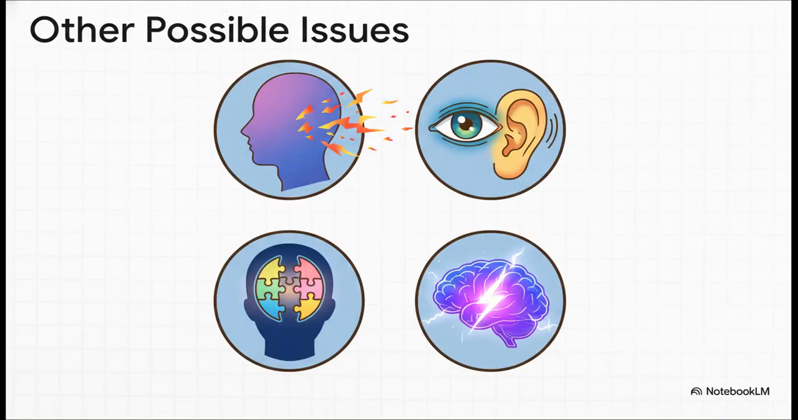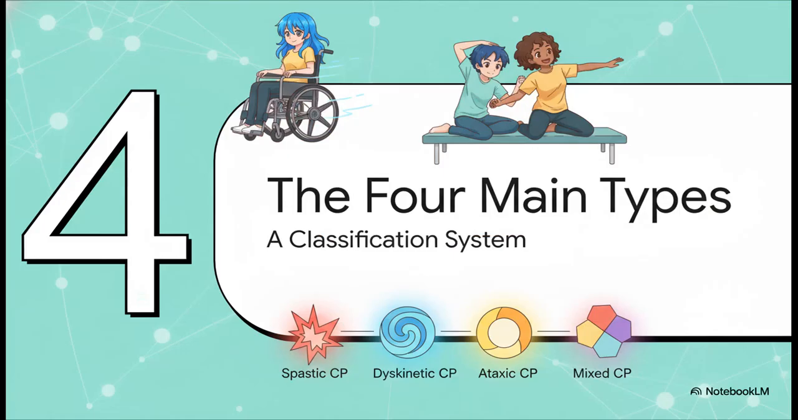And because it all starts in the brain, it makes sense that other brain-controlled functions can sometimes be affected too. We're talking about things like speech or swallowing difficulties, maybe some vision or hearing problems. And yeah, in some cases, you might see an intellectual disability or seizures. But, and this is a big but, not everyone with CP has these other issues. It really varies. So with all this variety, how do we make sense of it all?